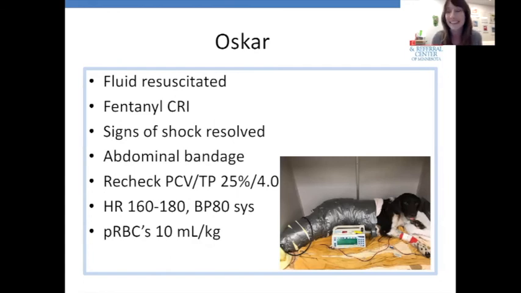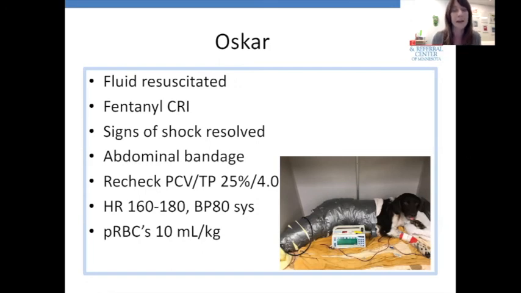And so what we did, and what we typically will do, is I put a towel between the legs, a towel around the legs, a towel around the abdomen, and then duct tape from the toes all the way up the body. So that's how I place a belly wrap. It's true. And it's not just me that does it, I swear. So this dog was fluid resuscitated. He was placed on a fentanyl CRI. Following resuscitation with fluids, his signs of shock resolved.